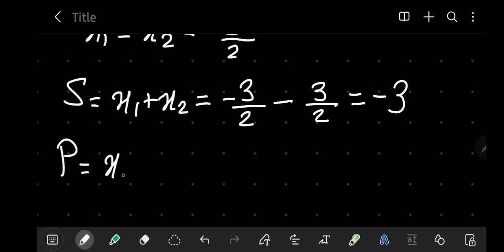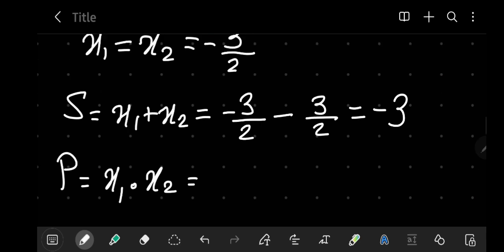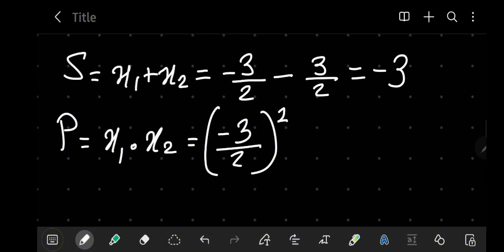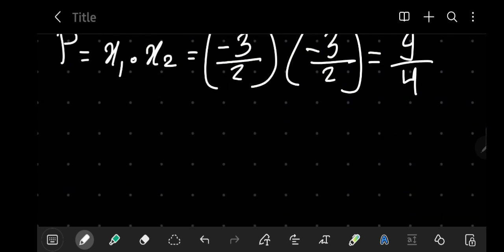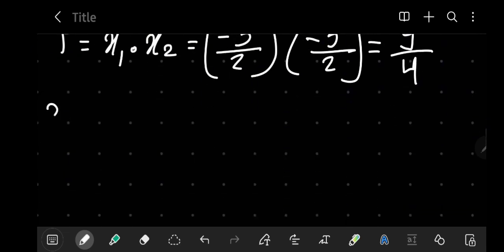And then let's jump to the product. x1 times x2, which is equal to minus 3 over 2 squared. Okay, so minus 3 over 2 squared. No, let me put it normally. Minus 3 over 2 times minus 3 over 2 is 9 over 4. Because anything minus times minus is plus, right?